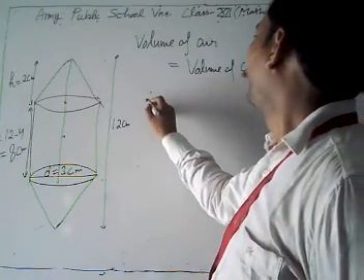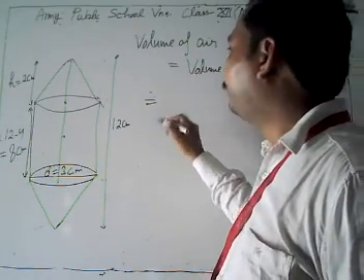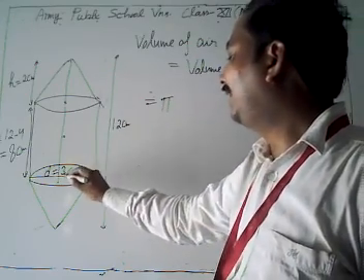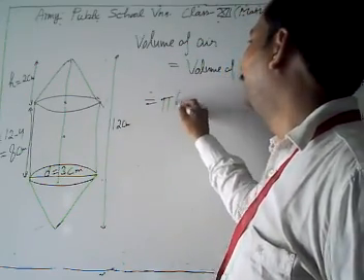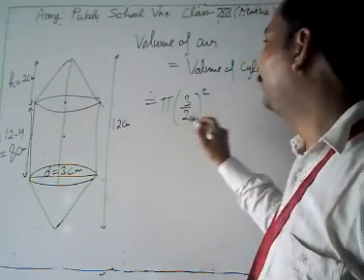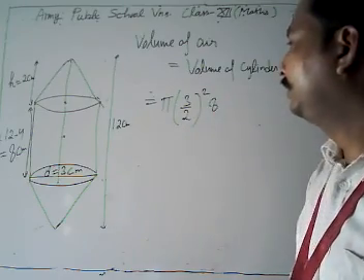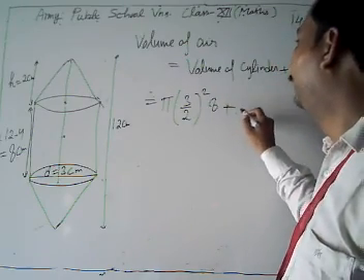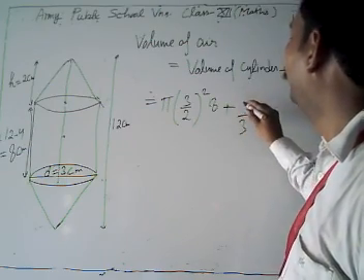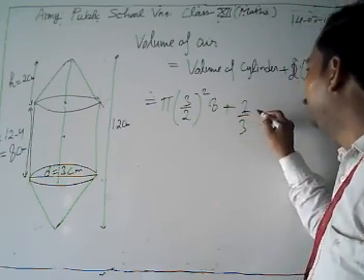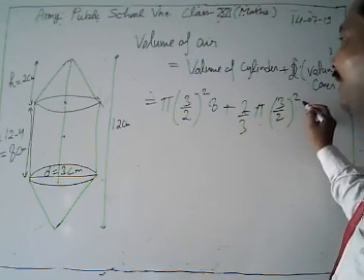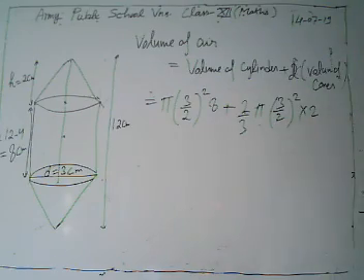Now volume of cylinder is what? It's pi r square h. Pi, r is given there, diameter is 3, then r is 3 by 2, squared, h is 8, then plus 1 by 3, sorry, there are 2 cones, so 2 by 3 pi r square h, r is the same, 3 by 2 square, h is 2 there.